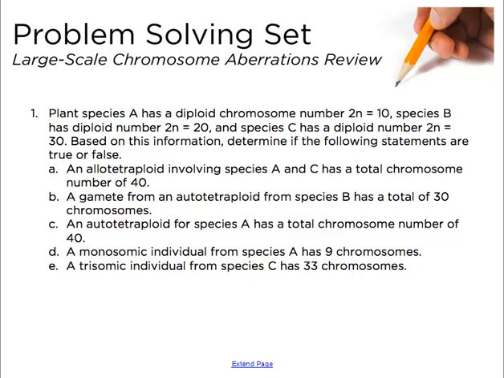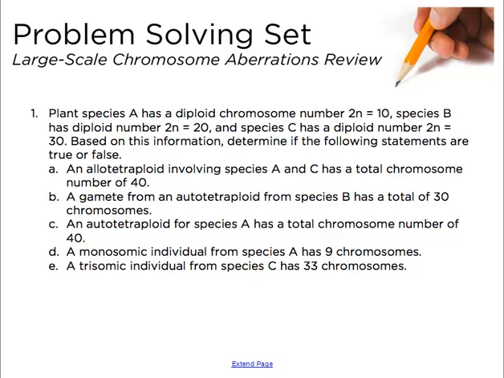Welcome to the review on large-scale chromosome aberrations. Problem 1. Plant species A has a diploid chromosome number 2n equals 10. Species B has diploid number 2n equals 20, and species C has a diploid number 2n equals 30. Based on this information, determine if the following statements are true or false.